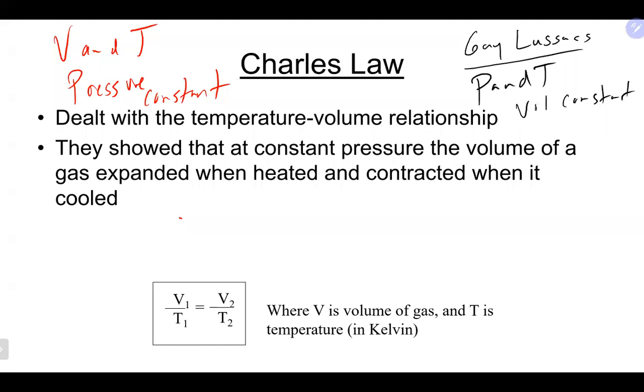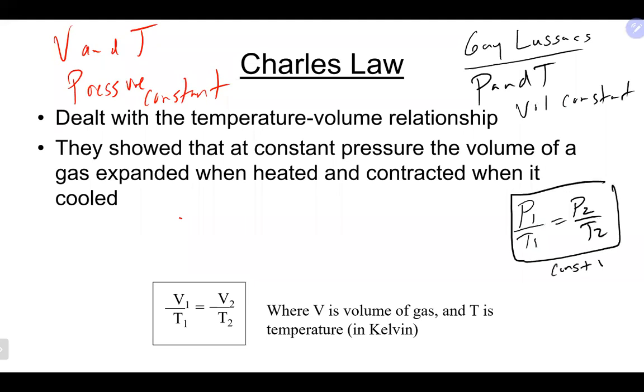So Charles' law is V1 over T1 is equal to V2 over T2. Gay-Lussac's law is a similar one: P1 over T1 is equal to P2 over T2, and this is at constant volume. So let's talk about what happens in each of these situations. We'll start with our Gay-Lussac's, which is this one here.